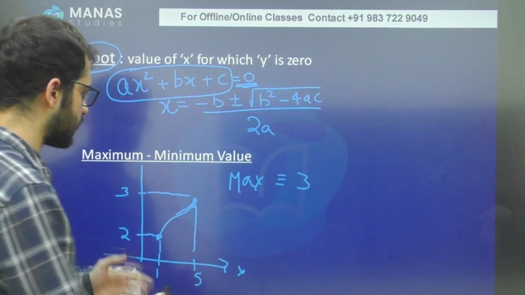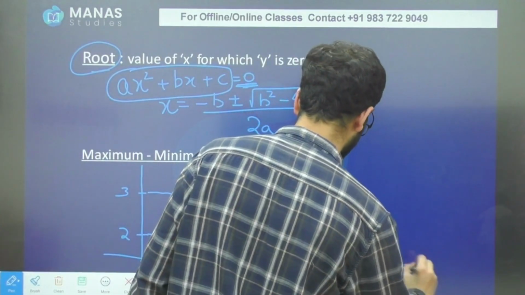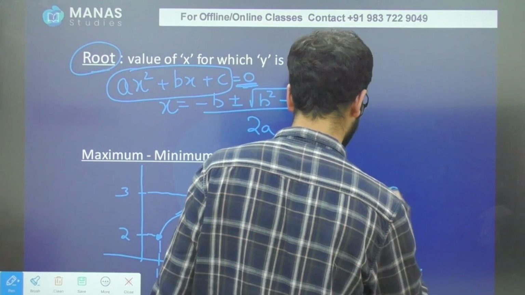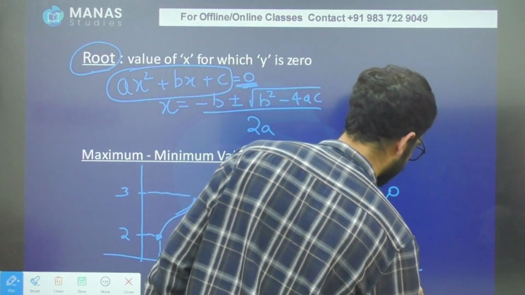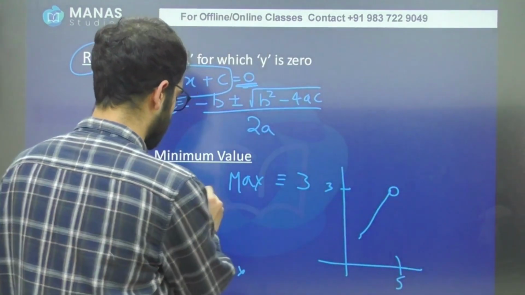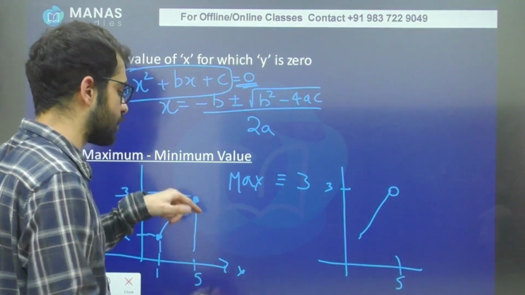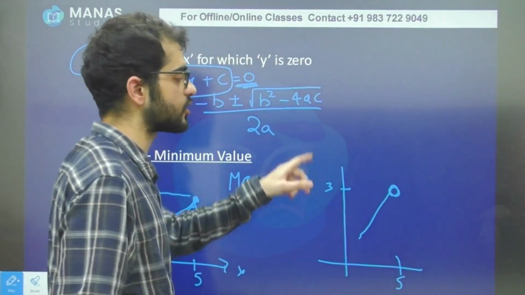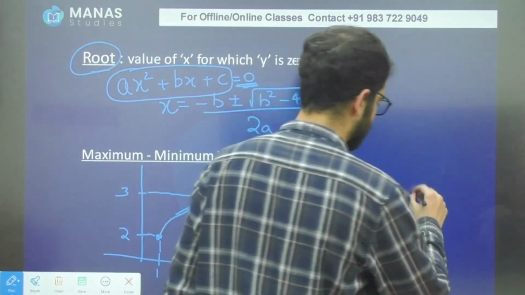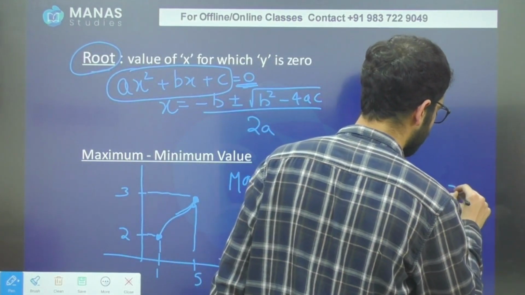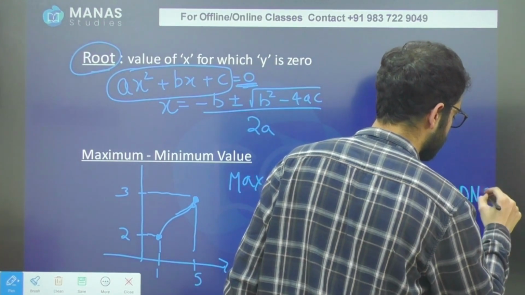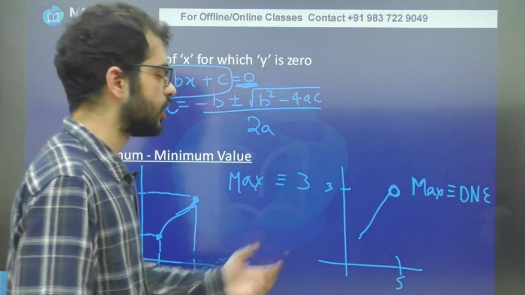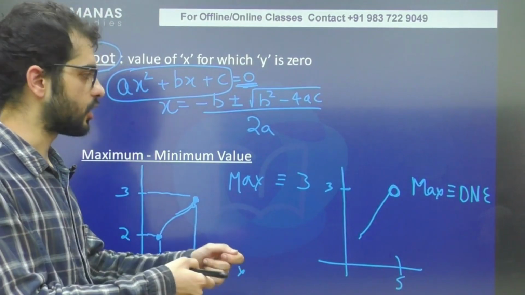But if instead of this some other graph were drawn which looked like this, and the value 3 at 5 was not obtained, a filled circle denotes that the value is included in the graph, but an open circle denotes that the graph does not include that value. So the maximum value in this case will be written as does not exist, because it is impossible to write the number which is just smaller than 3.